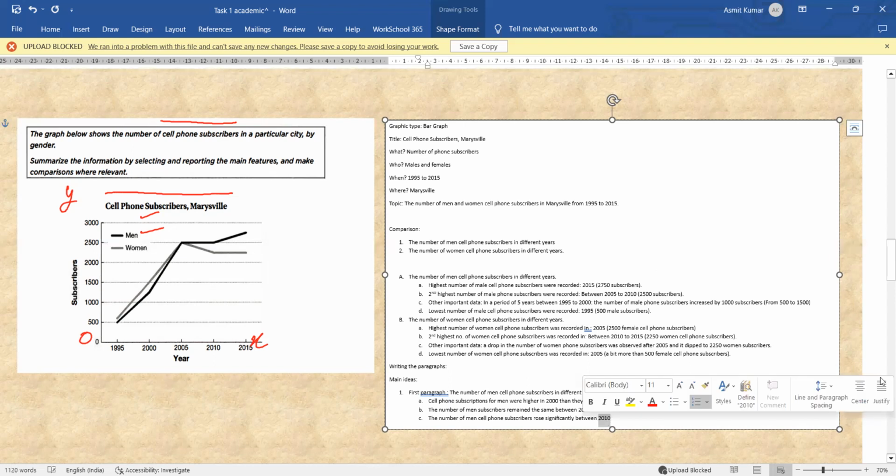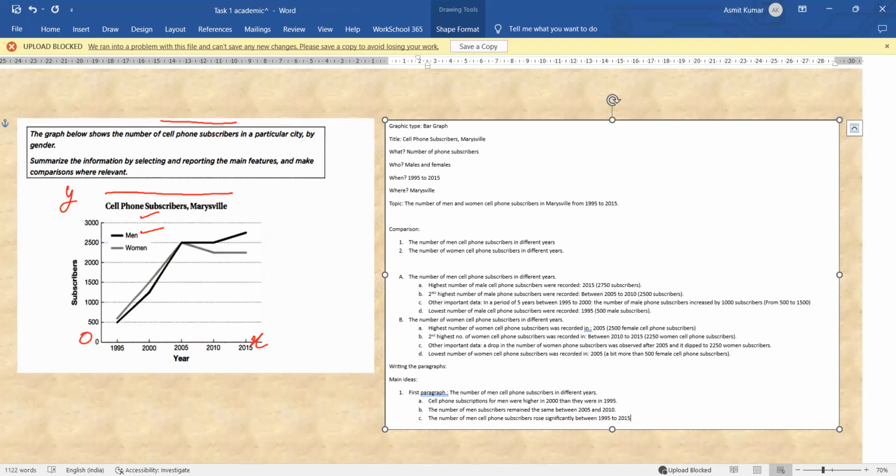So between directly 1995 to 2015 means from 500 to 2750. So within a span of around 20 years, it has reached 2750 male subscribers from 500. So it's done. We have written this.